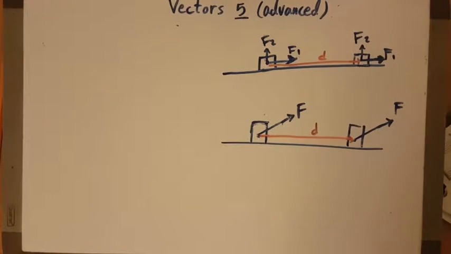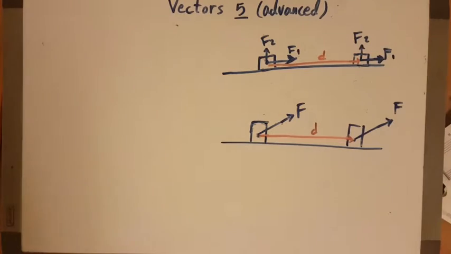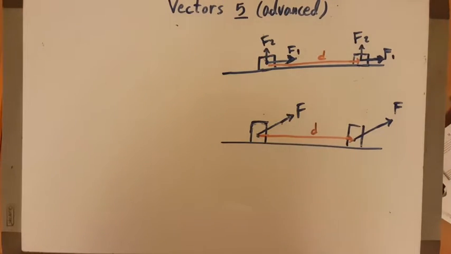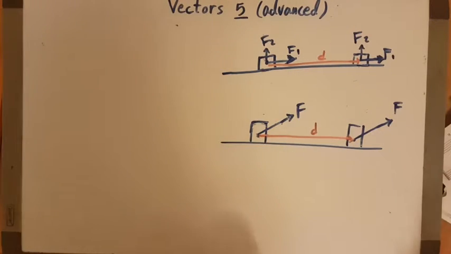Okay, now vector number 5, this is also advanced, but I want to tell you about the application of vector multiplication in physics. I use an example, it's work, as you know. Let's talk about work a little bit.